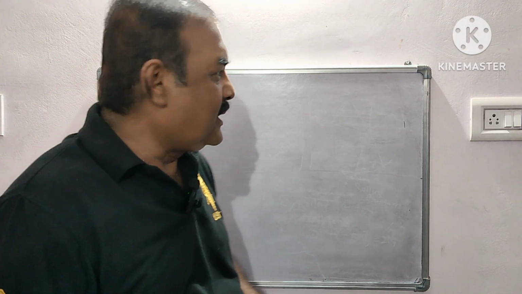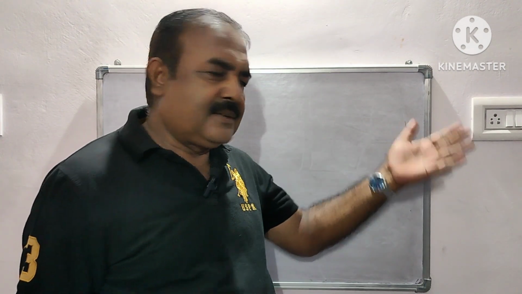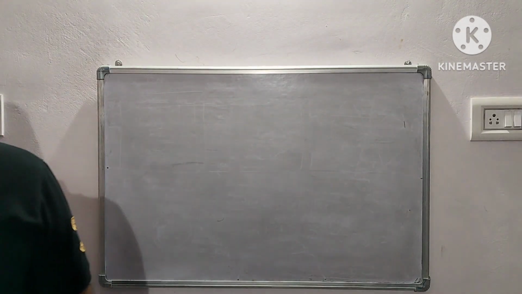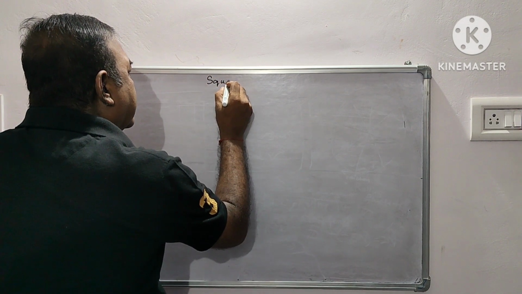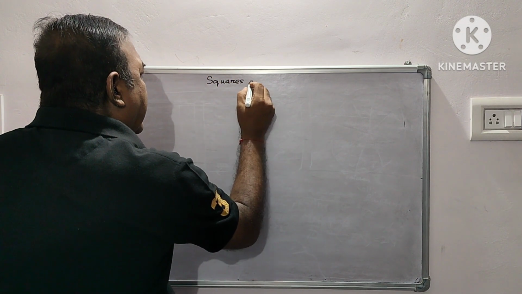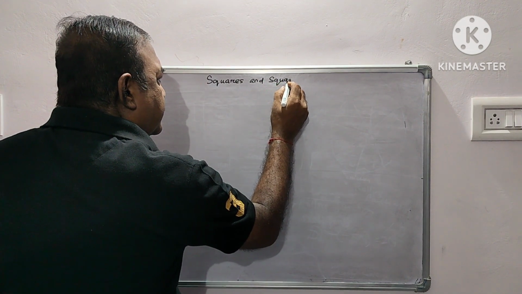Today we will discuss squares and square roots. It is chapter 6 of the NCERT Maths Book, class 8. So let us start. Squares and square roots.